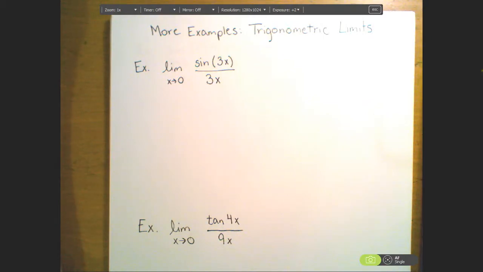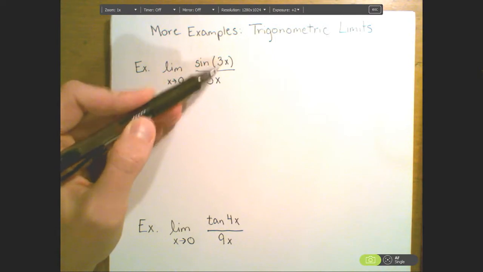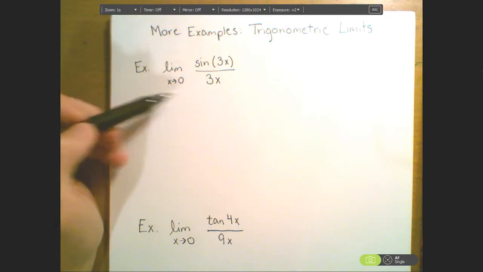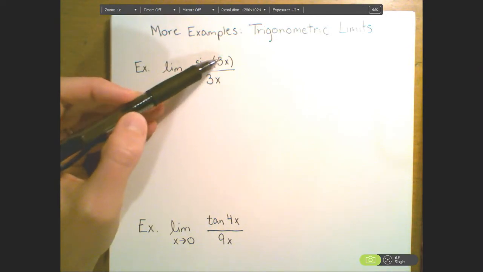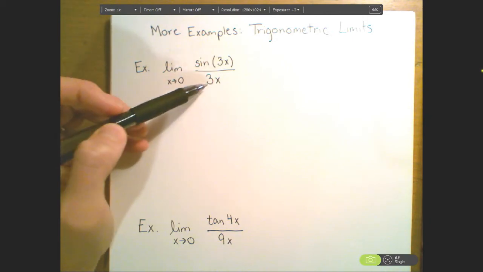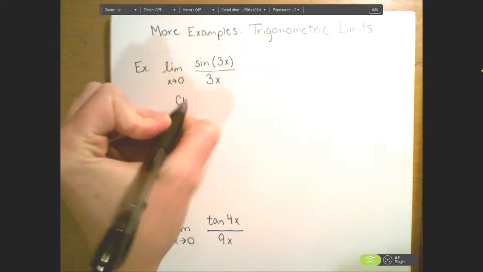So now we're going to look at a few more examples of trigonometric limits. The first example is the limit as x approaches 0 of sine of 3x divided by 3x. This looks really similar to what we saw before. We looked at previously the limit as x goes to 0 of sine of x over x. But here we have a 3x. And I want to introduce the new technique, which is called a change of variable technique.